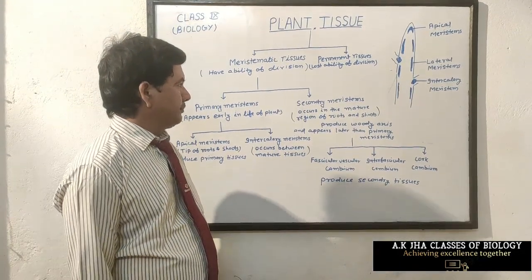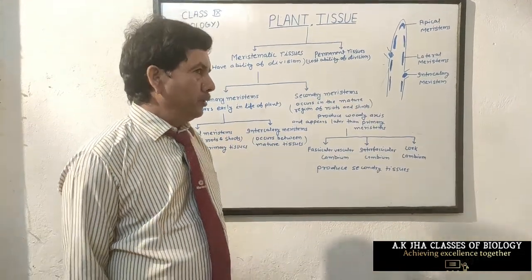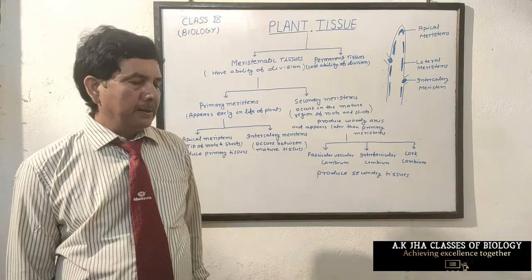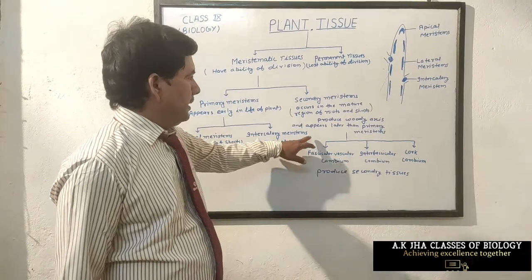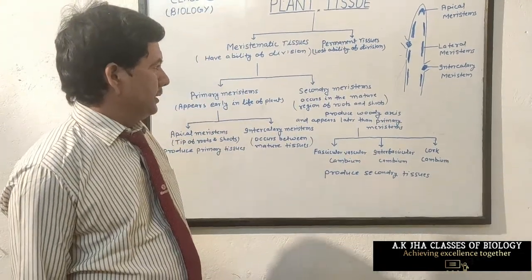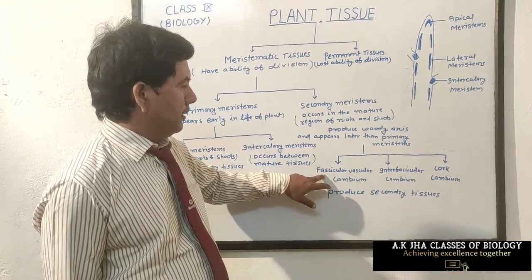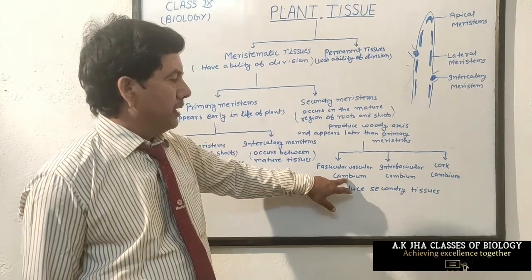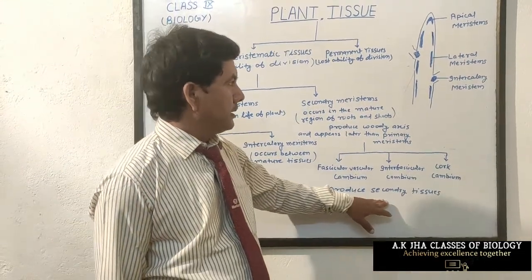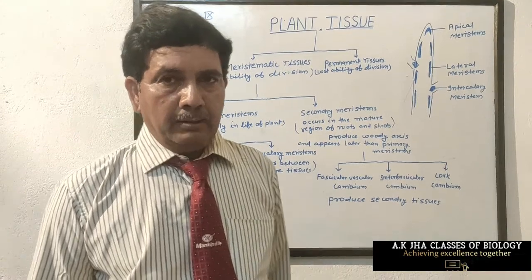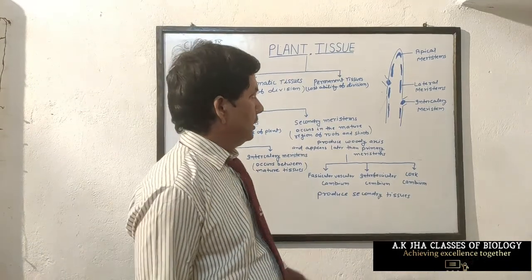Next is secondary meristems. Secondary meristems occur in the mature region of roots and shoots. They produce woody axis and appear later, later than primary meristems. Secondary meristems are of different types, just like fascicular vascular cambium, interfascicular cambium, and cork cambium. They produce secondary tissues.